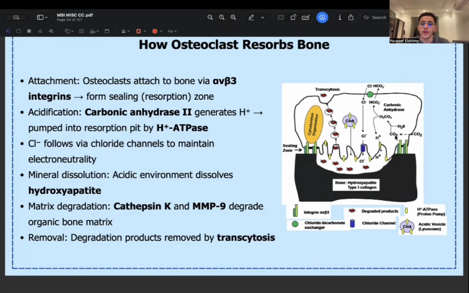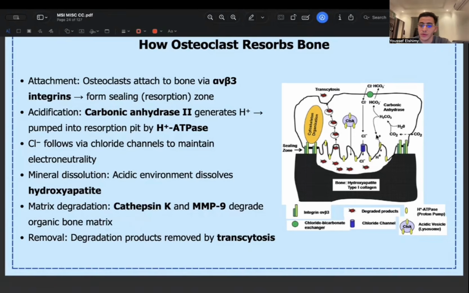The osteoclasts have an enzyme that is called carbonic anhydrase. Normally we have water and carbon dioxide. They join together to form carbonic acid, which is H2CO3. And by the action of the carbonic anhydrase 2 enzyme, it leads to the formation of hydrogen ions as well as bicarbonate. This bicarbonate exits the cell, and we have chloride in return, and this chloride gets pumped.